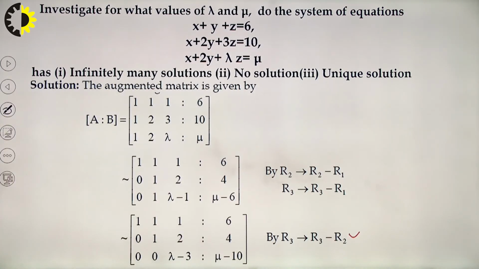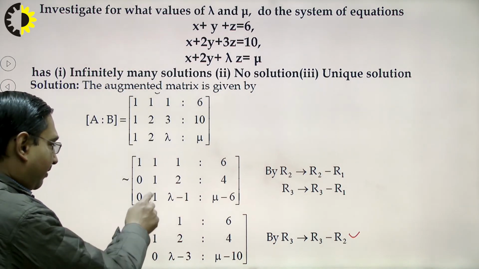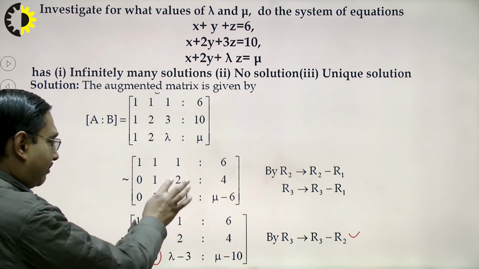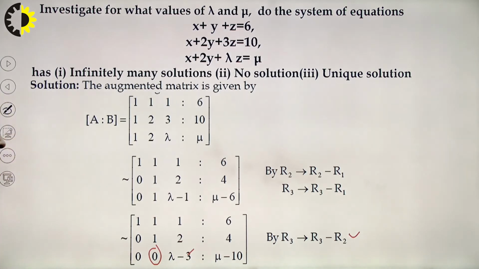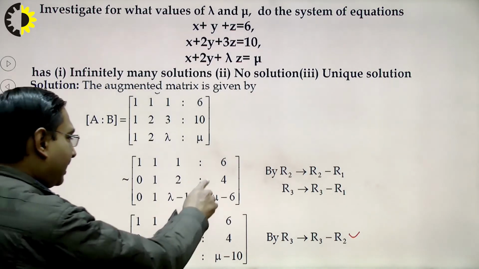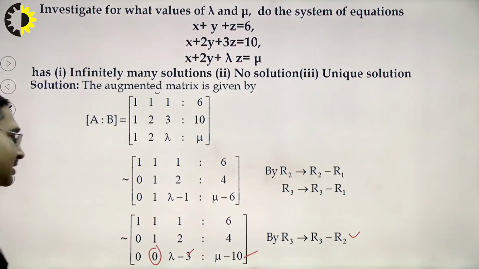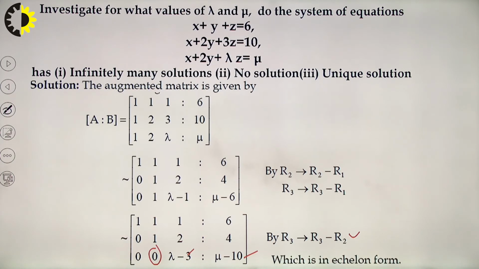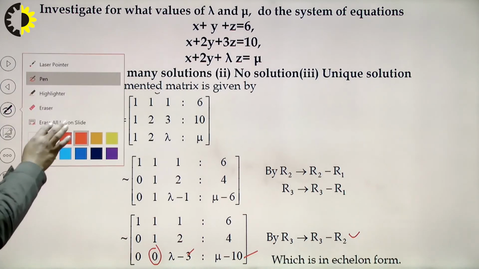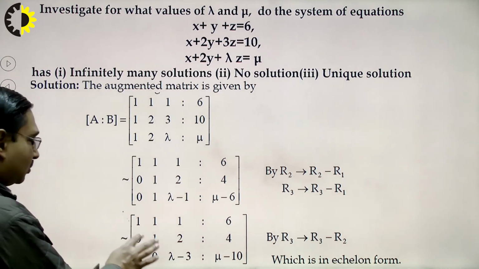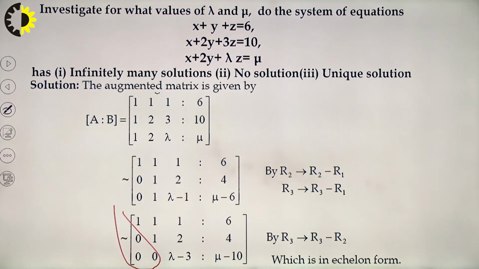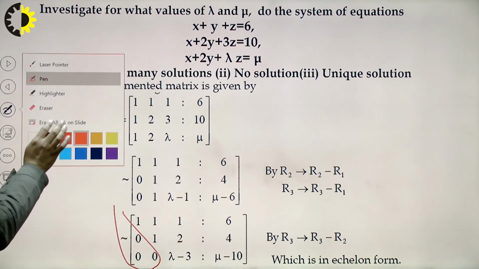Applying this transformation, I obtain 1, minus 1, 0, lambda minus 1 minus 2, that is lambda minus 3, mu minus 6 minus 4, that is mu minus 10. This is now echelon form because the number of zeros before the first non-zero element is increasing in order.